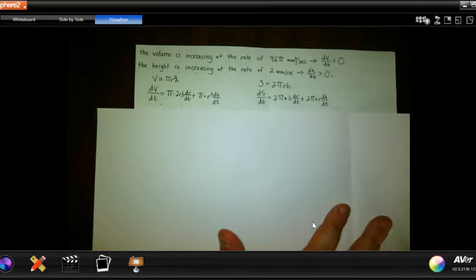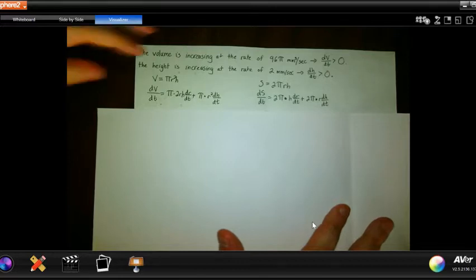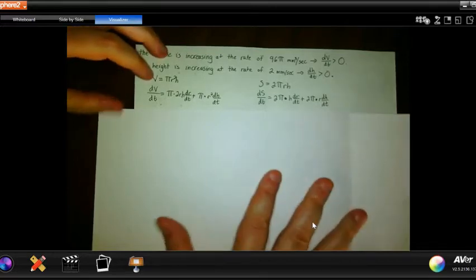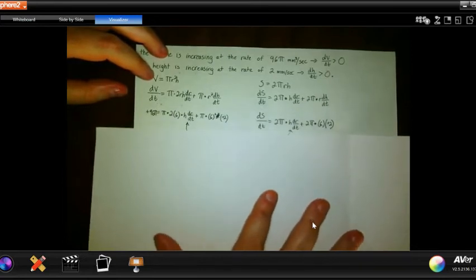I thought about how the volume has a differential equation, dV/dt equals pi times 2RH dr/dt plus pi times r squared dH/dt. The surface area has a differential equation, dS/dt equals 2 pi times h dr/dt plus 2 pi times r dH/dt. And then I put my stuff in.